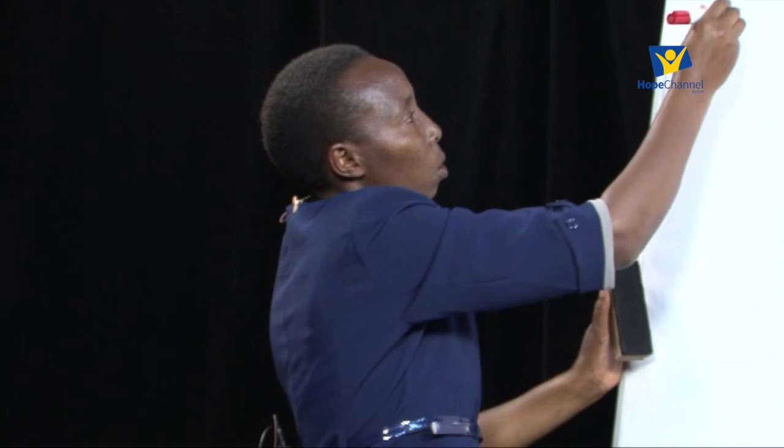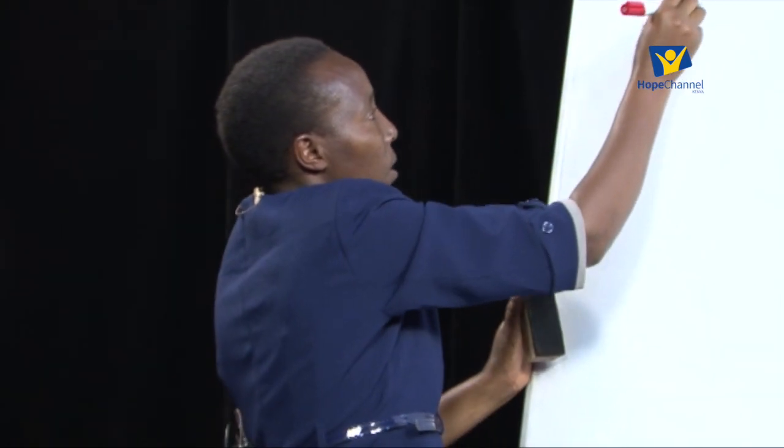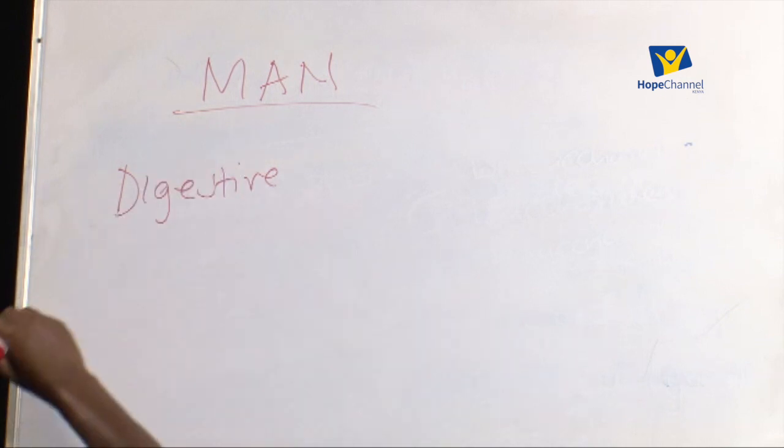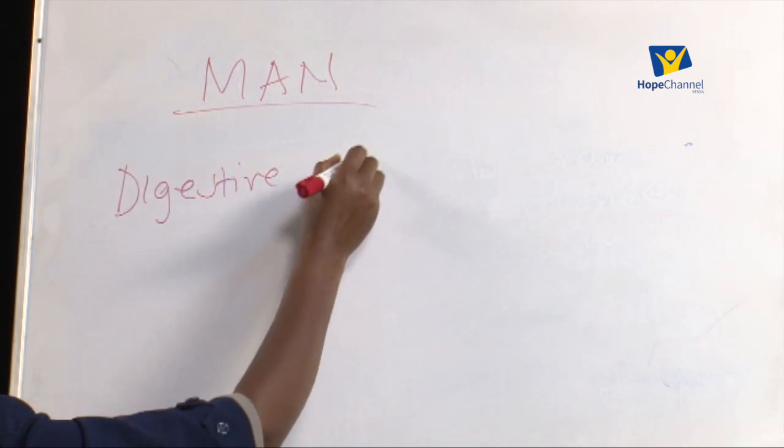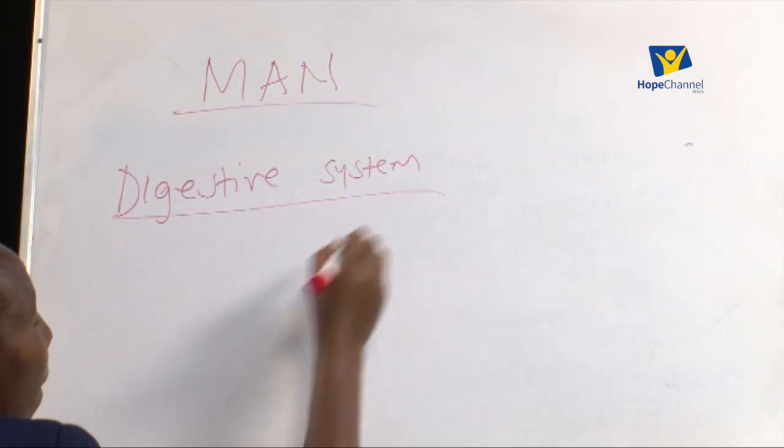Now, how do we acquire nutrients? How do we make use of them? For that reason, you realize that the complex food substances that we acquire, we have to break them down into small, soluble and absorbable products. And you realize all that happens in the digestive system. So I want us to go through the digestive system of a human being.